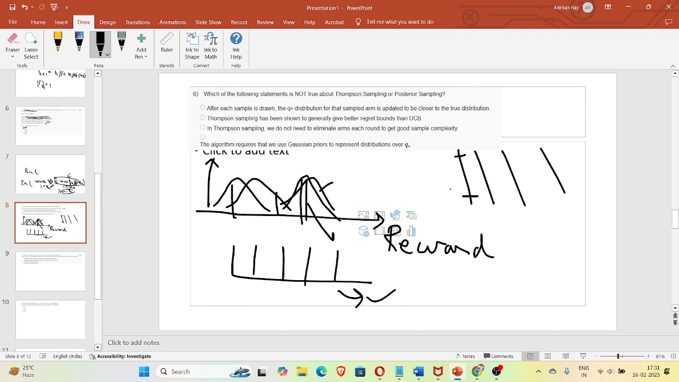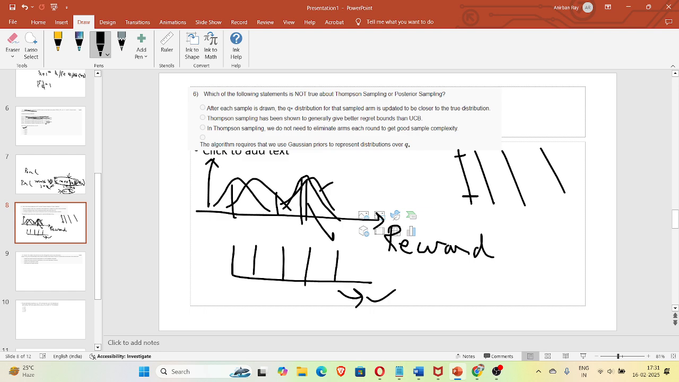So this is the idea about Thompson sampling. After each sample is drawn, the Q star distribution for the sampled arm is updated to be closer to the true distribution.